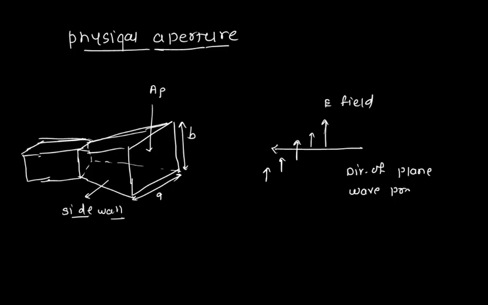Now how am I going to define this physical aperture, or the physical area? The horn is rectangular in shape, with sides A and B. So the physical aperture AP here will be A into B. Now, will all of that aperture contribute in receiving the power? No. Whatever area contributes in receiving the power will be called the effective aperture.